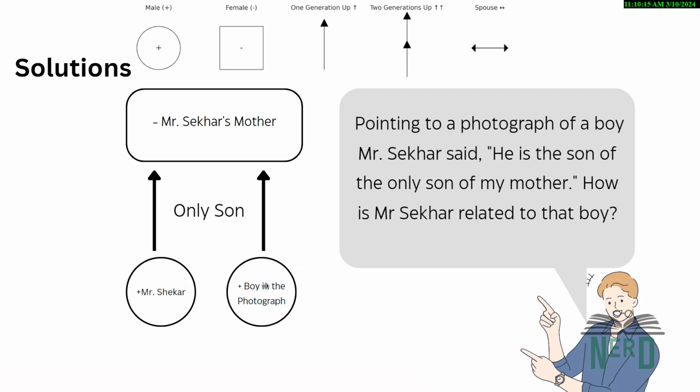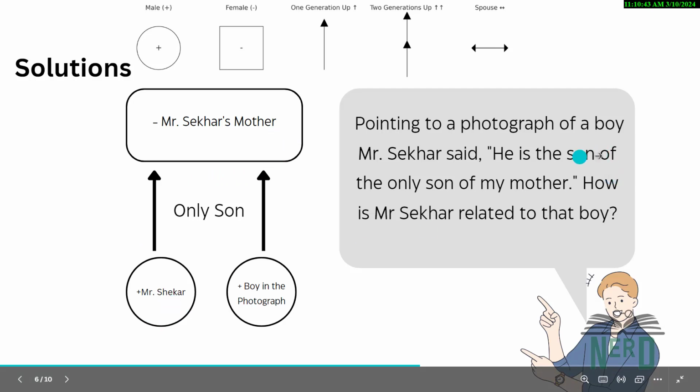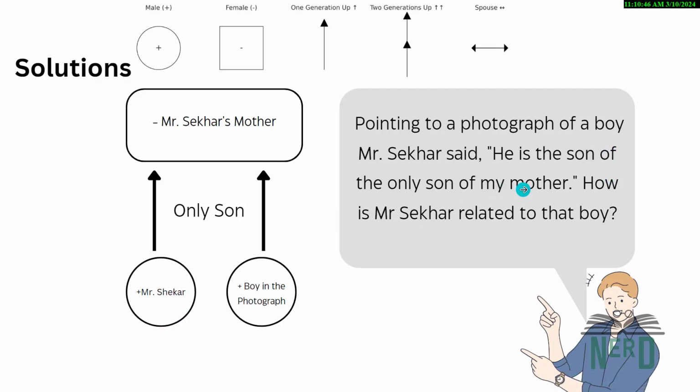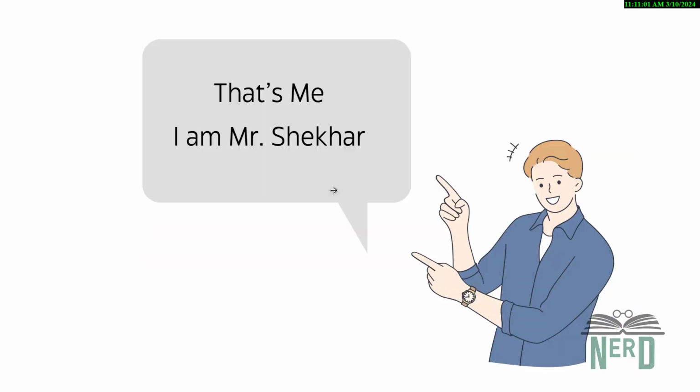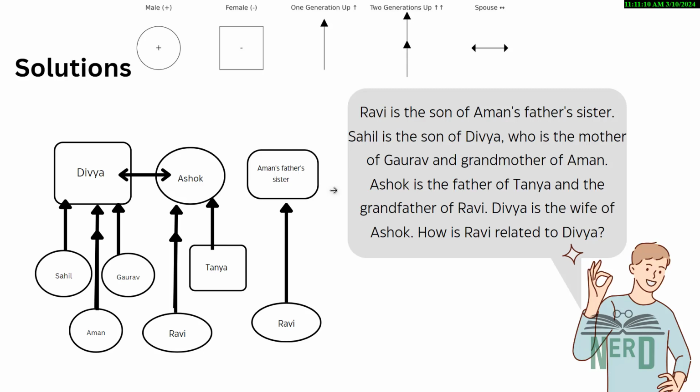Then Mr. Sekhar mentioned his mother, making him the only son of his mom. So you're going to draw mom's square here and write it down. As he simply said, this is the only son, the boy. Mr. Sekhar's mother has only one son, which means he's saying he's the son of the only son of my mother. So it's easy to grasp. Eventually Mr. Sekhar is actually talking about himself, saying I'm Mr. Sekhar, right? Now let me tell you another question.